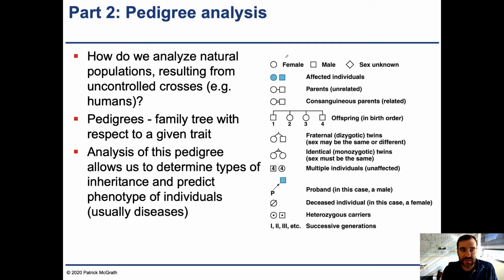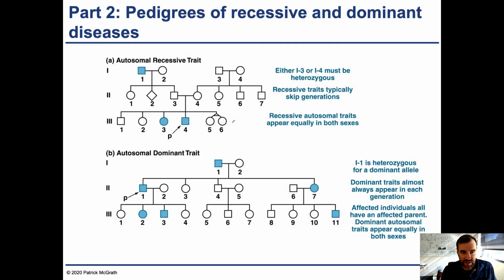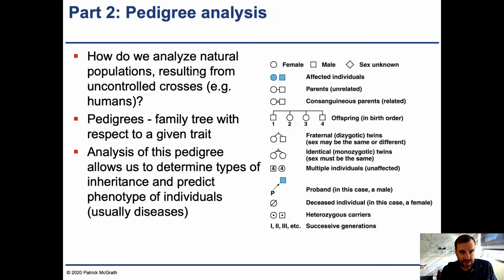So some of the basics of a pedigree. This is a family tree with respect to a given trait. Here are a couple of examples of what a pedigree will look like. In order to interpret this, you just have to know a few things. One, you need to know the sex of the individual, which is indicated by shape. Females are indicated by circles, males are indicated by squares, and if the sex is unknown, then they're indicated by diamond shapes. If the individual has the trait or the disease, then they are shaded. So the affected individuals, you'll always notice, are shaded.